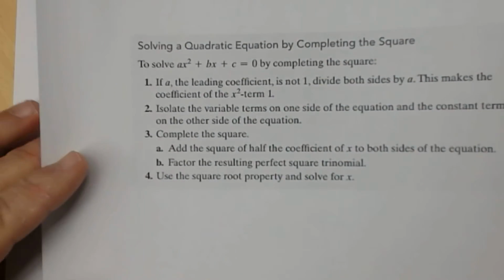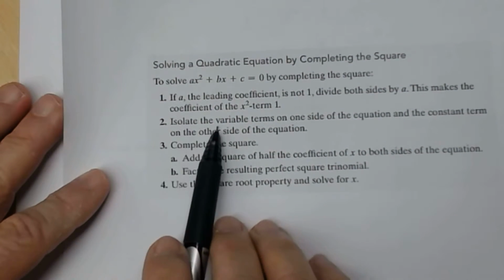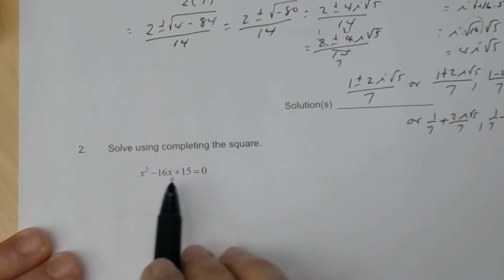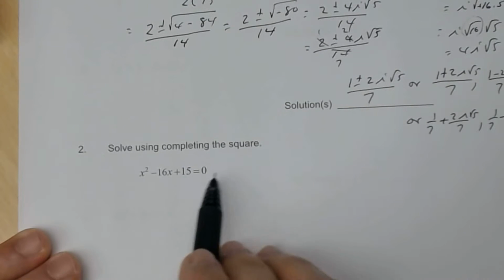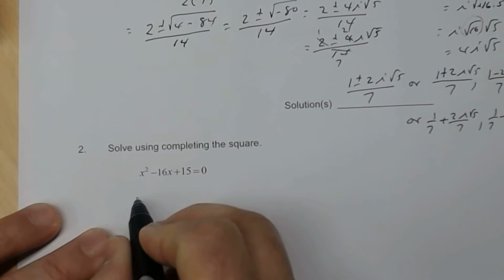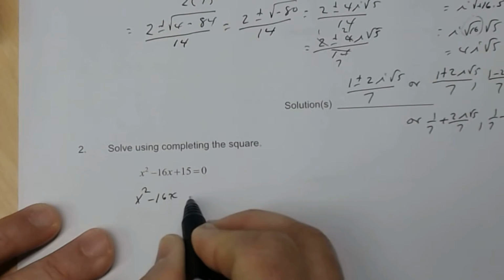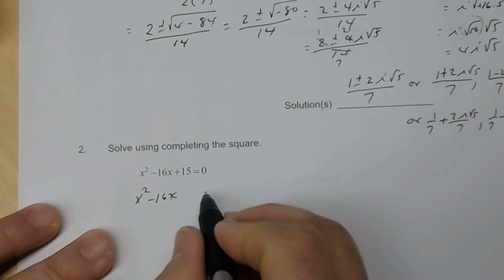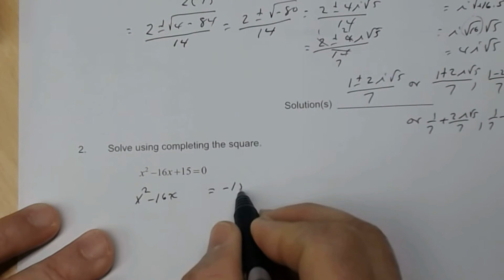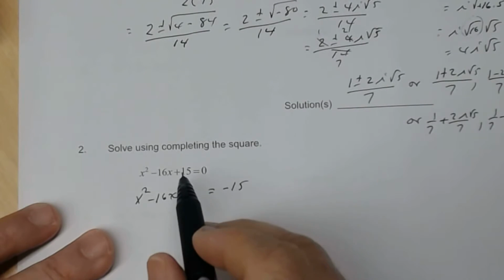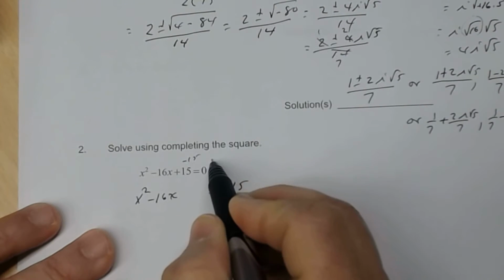So then step 2, we're going to isolate the variable terms on one side and the constant term on the other side. So I'm going to bring all the variables to one side, the constant term to the other side. So when I do that, I'm going to get x squared minus 16x, leave some space here because you're going to be adding a number to both sides, equals negative 15. Now make sure you write this correctly. It's not positive 15, it's negative 15 because you're subtracting 15 from both sides.